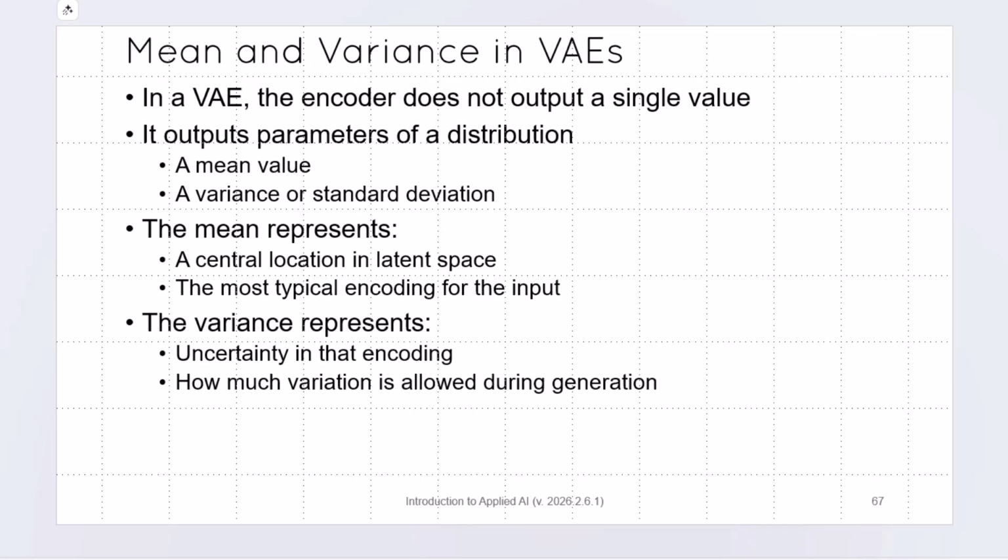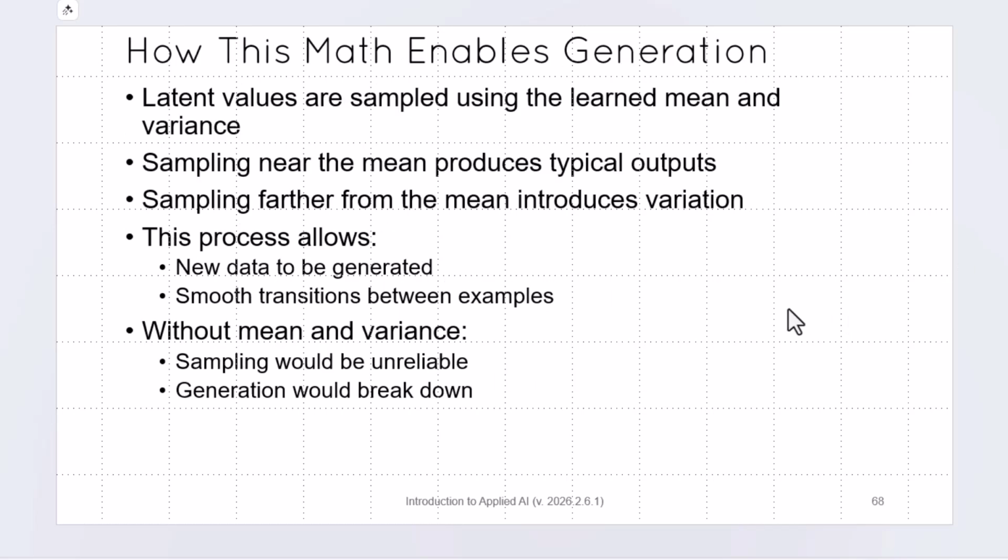So, mean and variance in VAEs. In a VAE, the encoder does not output a single value. It outputs parameters of a distribution, a mean value and a variance or standard deviation. The mean represents the central location in latent space and the most typical encoding for the input. The variance represents uncertainty, remember the spread, in that encoding, and how much variation is allowed during generation. How does this math enable generation?